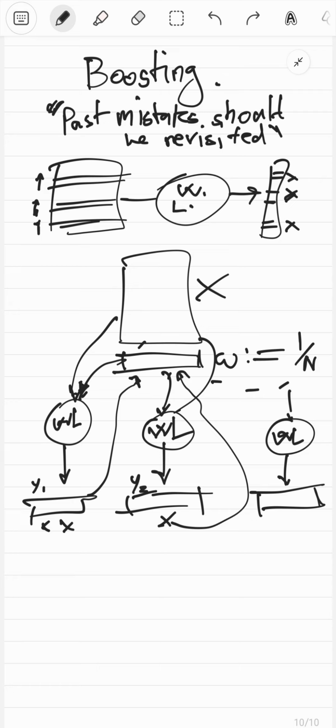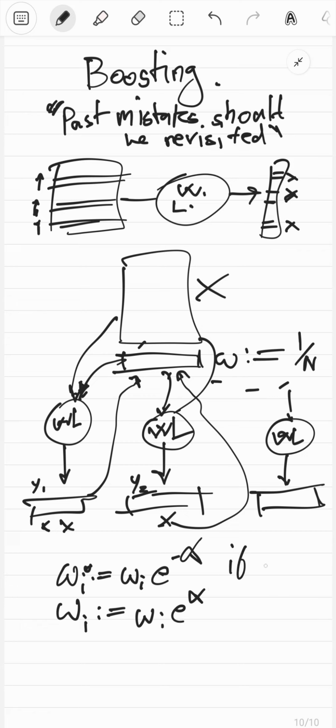So if you predicted correctly for some certain data point, then we say that Wi is defined as Wi e power minus alpha. And if it predicted wrongly, then we say that Wi is defined as Wi e power plus alpha. So if correct, and if wrong, right? Okay, but what is this alpha thing?